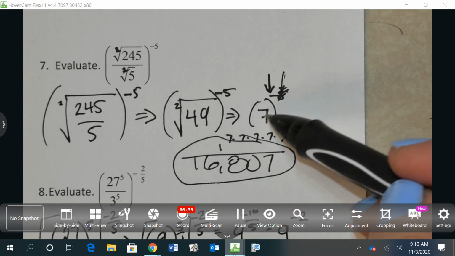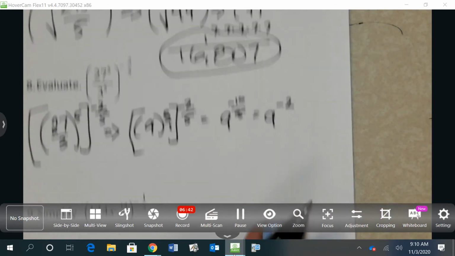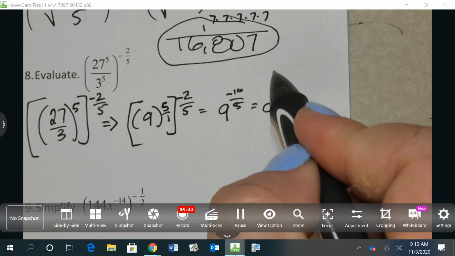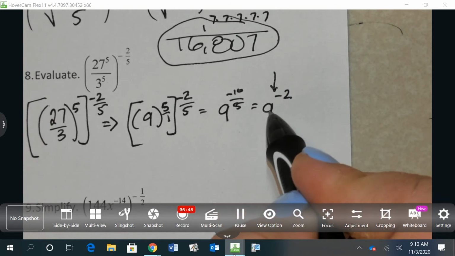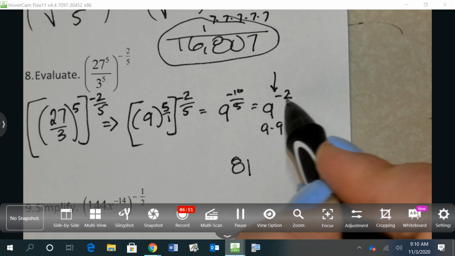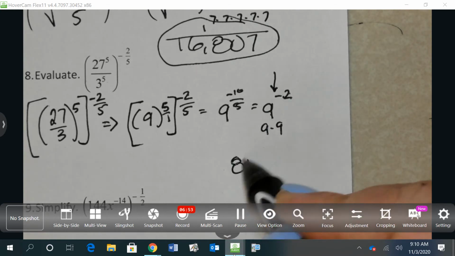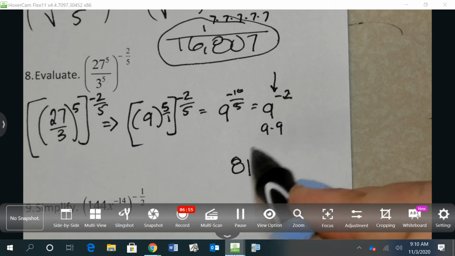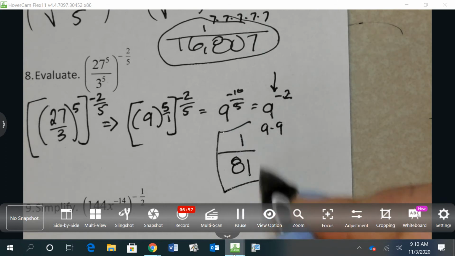And just like we had 7 to the negative 5, just like that same concept, this says, forget about this negative sign for a second. And this says take 9 times itself twice. Well, I know 9 times 9 is 81. The negative sign says, hey, if it's on top, move it to the bottom. Or if it would have been on bottom, move it to the top. Done.